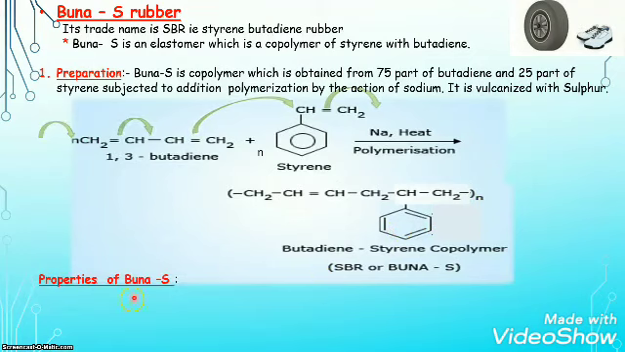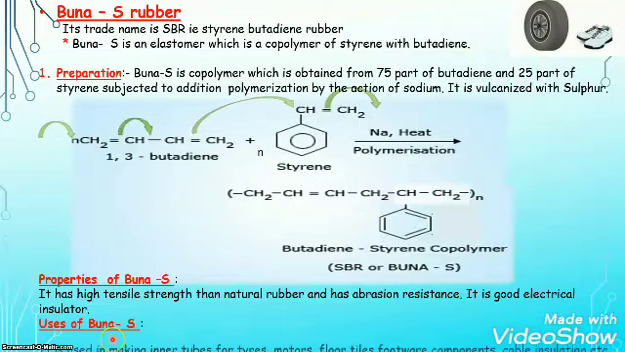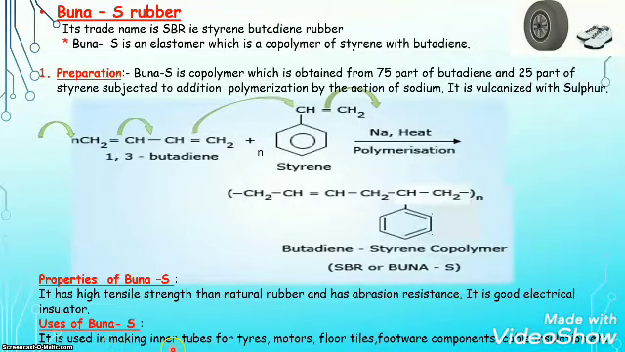The next one is properties of Buna S. Buna S has a higher tensile strength than natural rubber and has abrasion resistance. It is a good electrical insulator. Due to this, we use Buna S in making inner tubes for tires, motors, floor tiles, footwear components, cable insulation, etc.